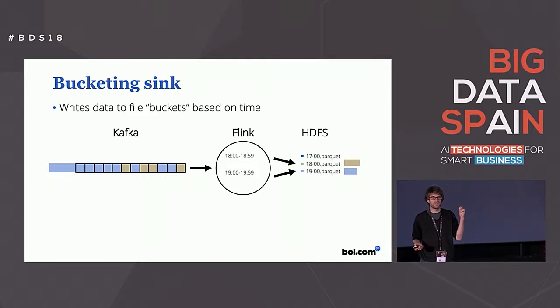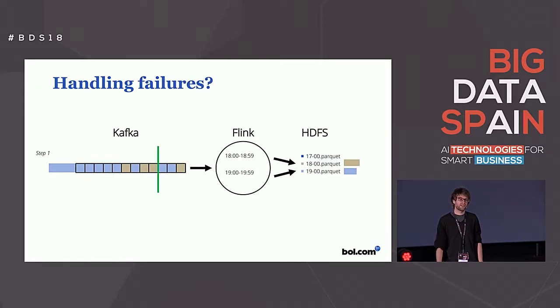So in this image, as you see, we are still reading the data from Kafka, and we are dumping it into files, but we don't need to store it in memory. As soon as we read a record for some bucket, for an event between 19 and 20 o'clock, we will just dump it into the file. So basically nothing is stored, or minimal things are stored in memory. So that sounds good. But what about handling failures?